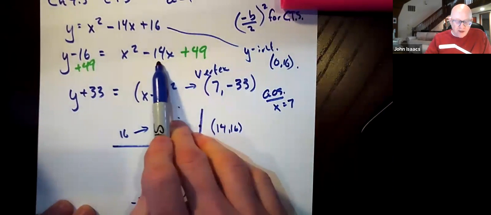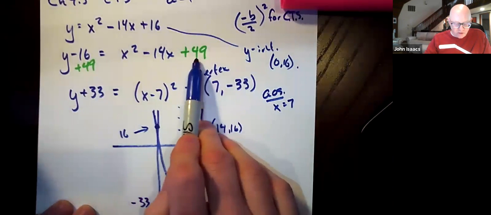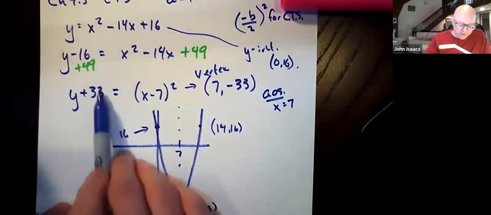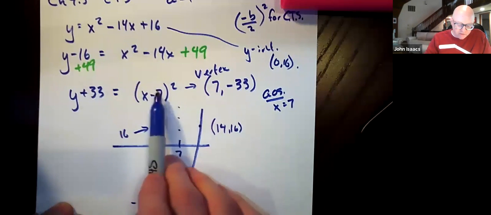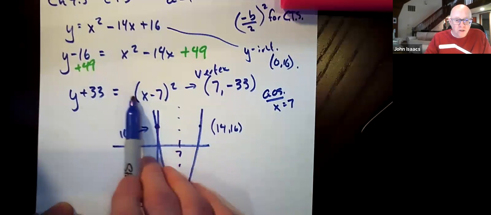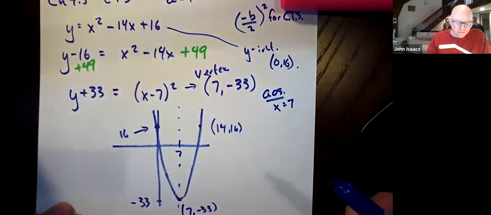Okay, so there's vertex form completing the square. The 49 comes from half of the 14 squared. If we add 49 to this side, we've got to add it to this side. That's what creates the k value over here. The perfect square is what creates the h value over here, and the fact that a is equal to 1, well, a is still equal to 1.